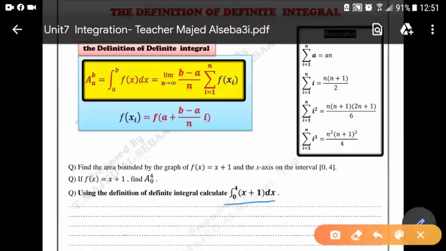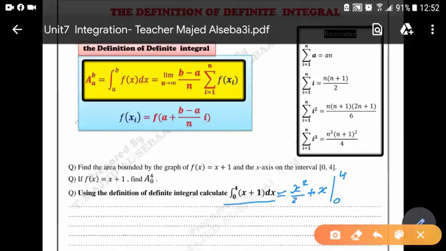I think you are familiar with this by now. This can be done like x squared over 2 plus x. Then we will substitute 4 and 0, right? You remember that? Yes. What will the answer be?